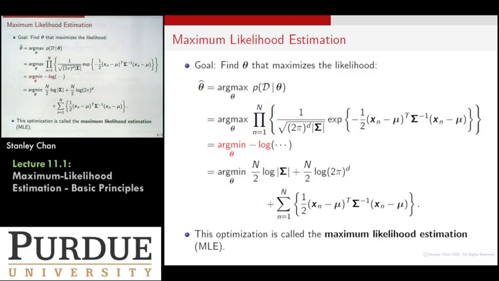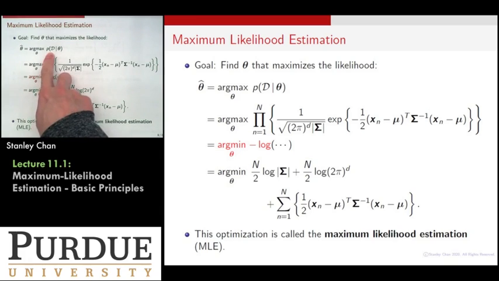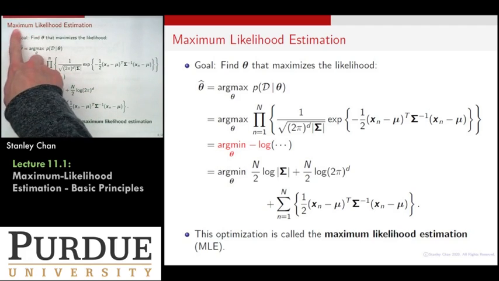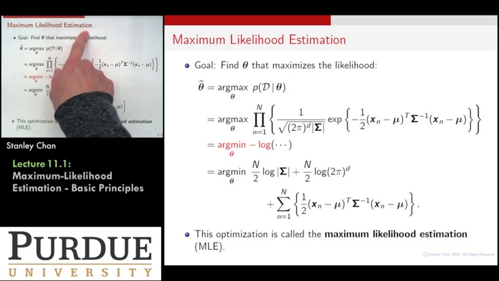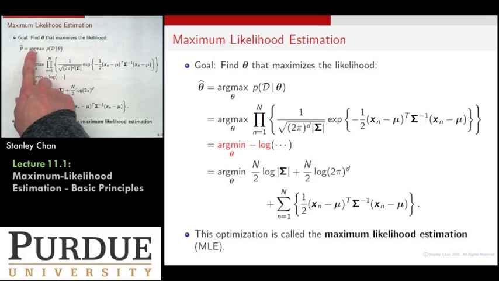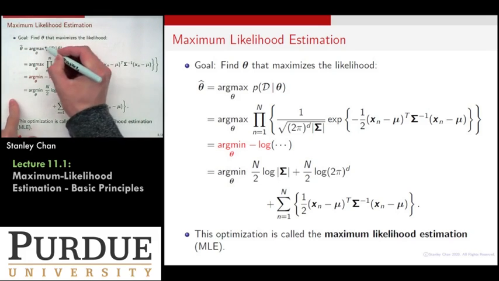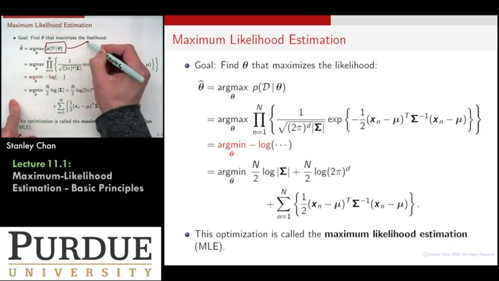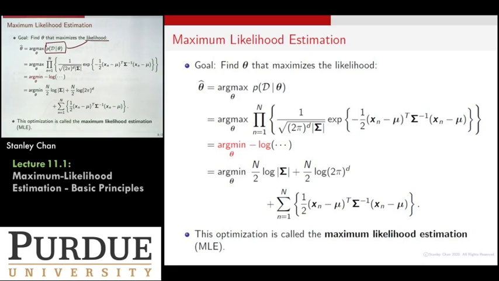Now, this hasn't solved the problem. The problem that we have in mind is that suppose I give you the data set, tell me the model parameter. So we need to solve an optimization problem by maximizing this likelihood function. This is why it's called maximum likelihood estimation, because you want to maximize this likelihood. So this is defined as the likelihood, right? You want to find a theta that can maximize this likelihood function.